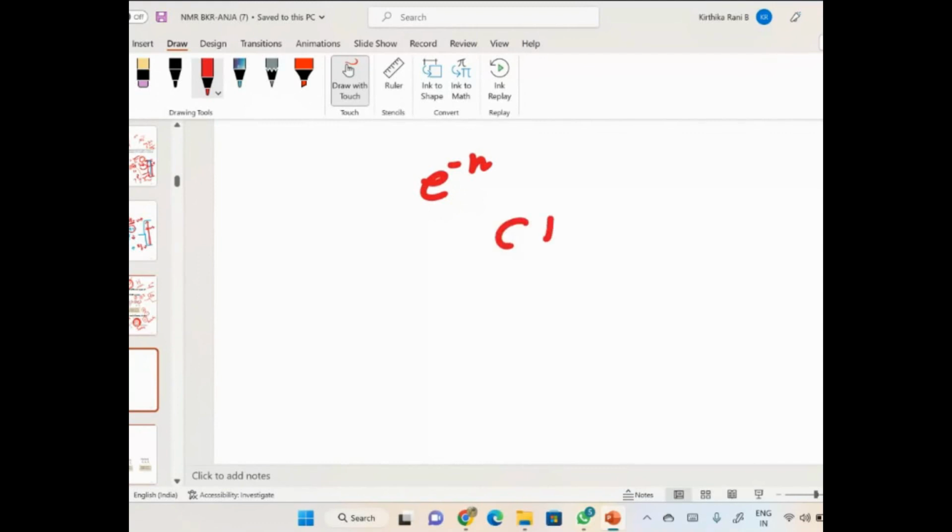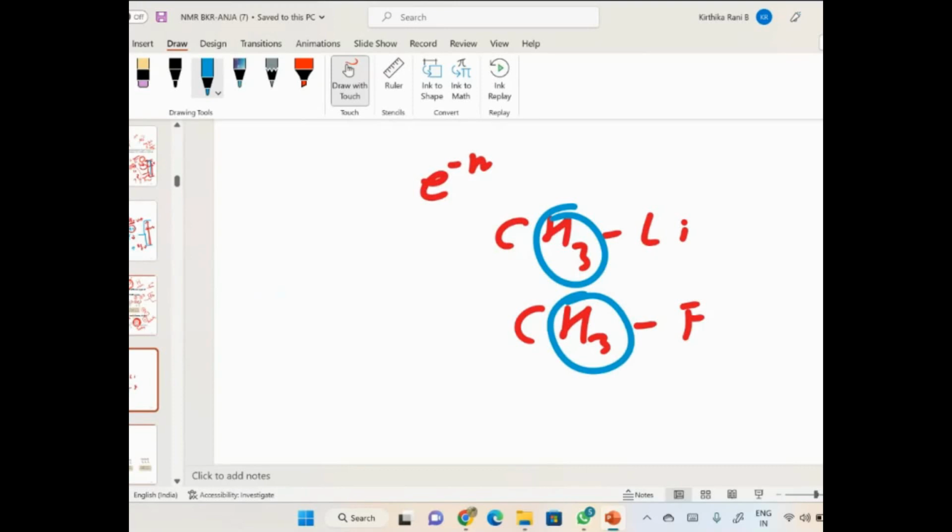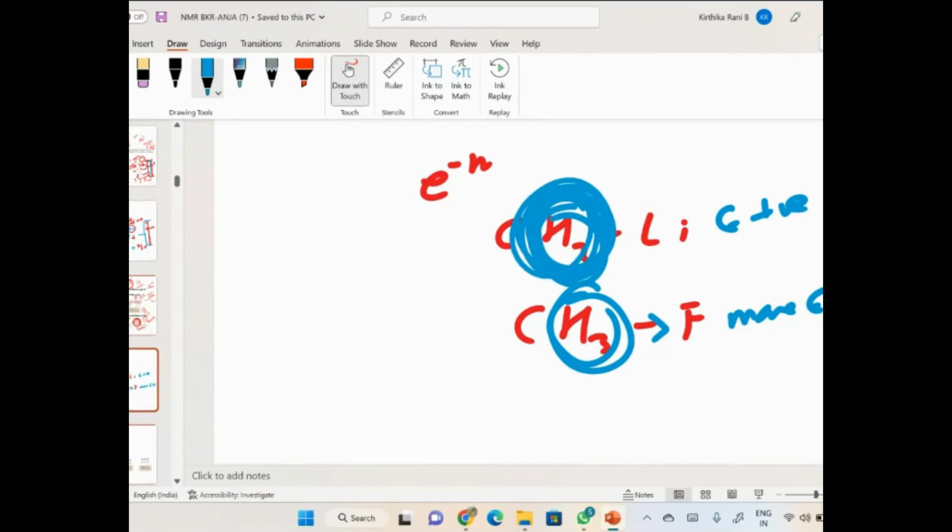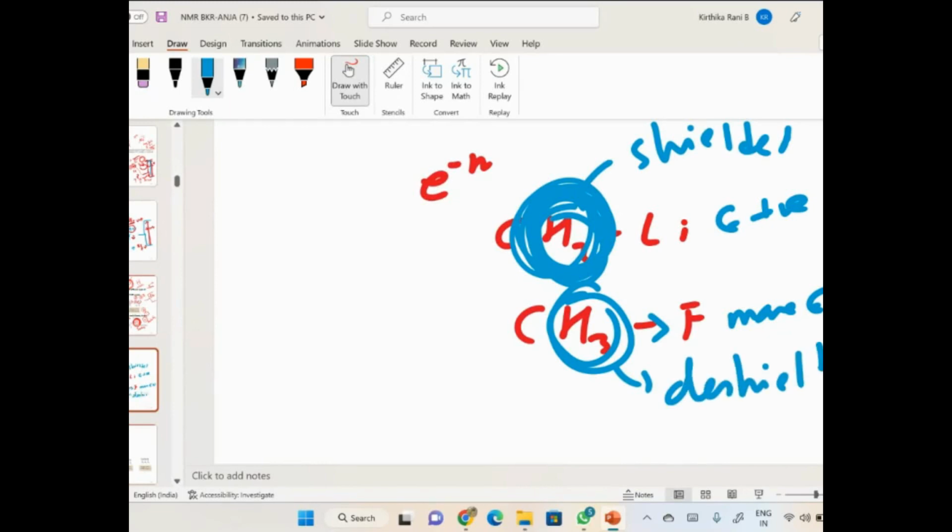For example, if I have a methyl attached to lithium and a methyl attached to fluorine, how will I behave? I am the CH3 protons. In both it is CH3. Will these two CH3 protons behave the same way? No, ma'am. Why not? Because fluorine is more electronegative. So what? The electron density decreases at that place, so this hydrogen will have lower electron density. Here, how is the electron density? It is rich, much richer. So these are shielded protons, and these are de-shielded protons. So what does that mean?